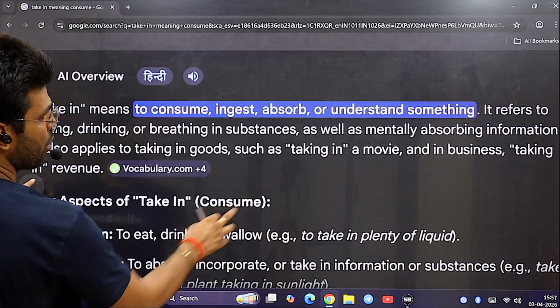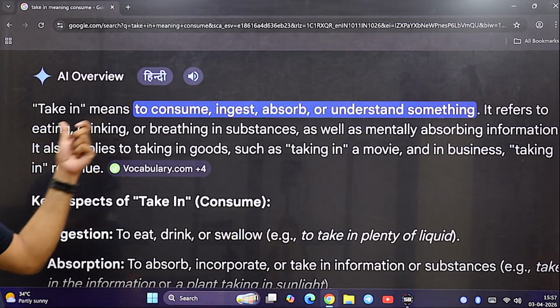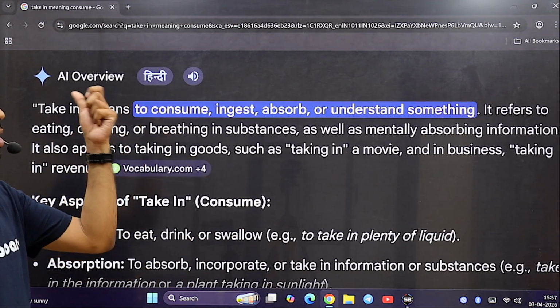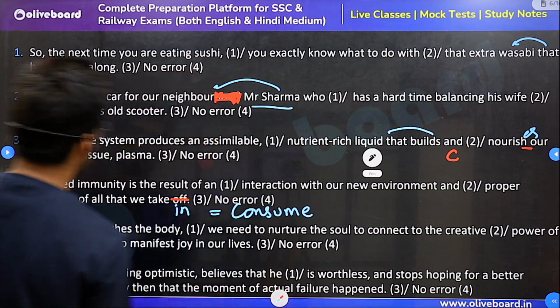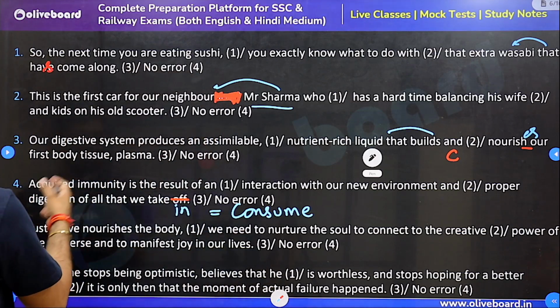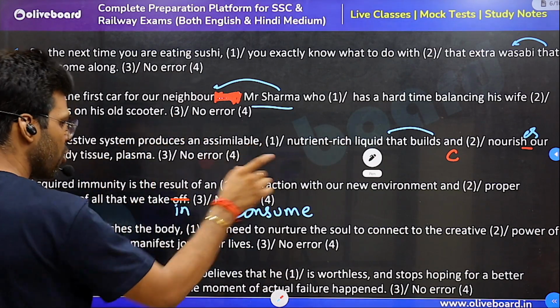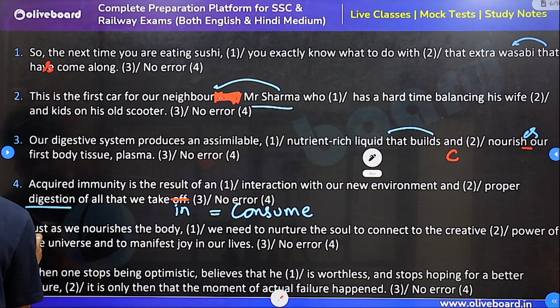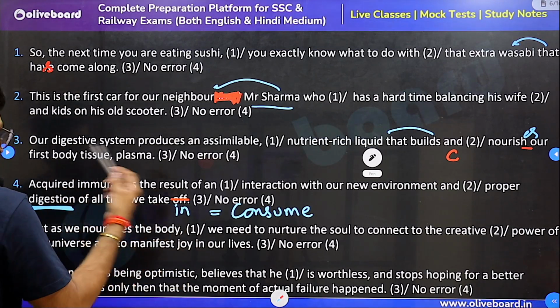Yes, thanks to AI. Take in means to consume, ingest, absorb, or understand something. It refers to eating, drinking, breathing. Absolutely. So, acquired immunity is the result of an interaction with the new environment and proper digestion. Yes, you are talking about digesting things, of all that we eat or consume.